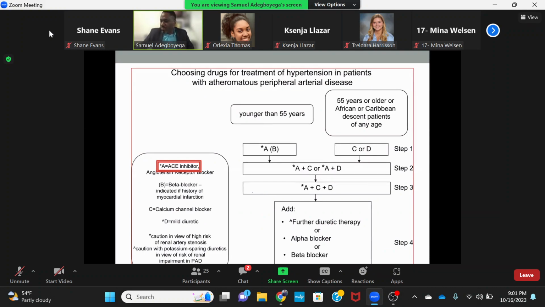Ramipril. Ramipril has been shown to be really excellent in treating patients that have hypertension and PAD. On the exam, if you ever see a patient that has hypertension and PAD, your first line treatment is your ACE inhibitor, followed by your calcium channel blocker and your diuretics.